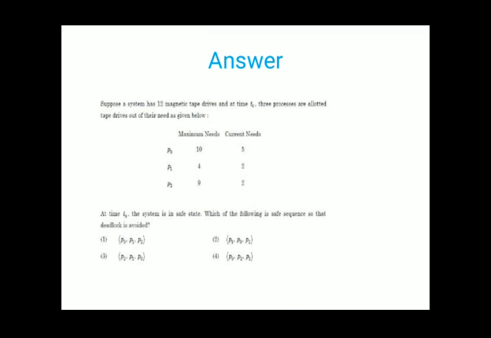So according to the question, the answer is option B, the second option. The safe sequence is P1, P0 and P2, and by executing these processes in this manner, deadlock will not occur. So this is the solution, this is the answer of the given question.